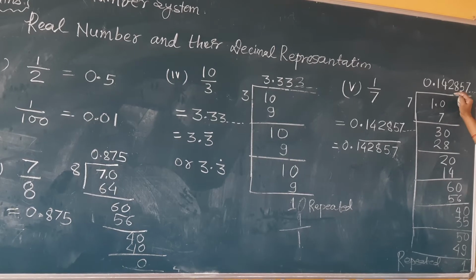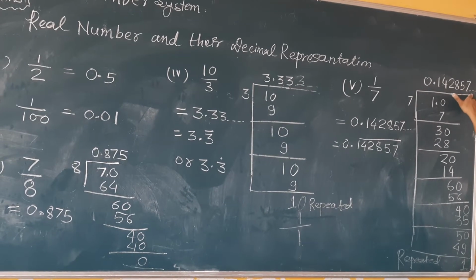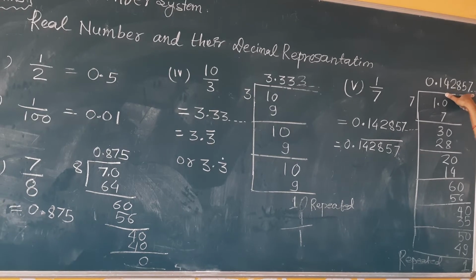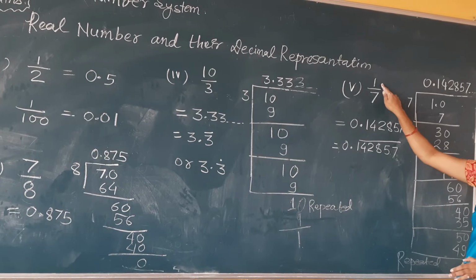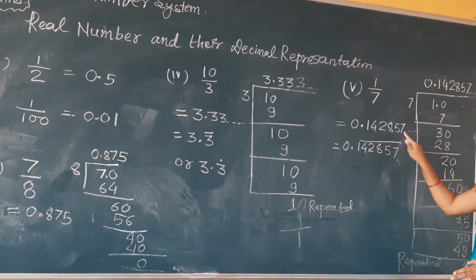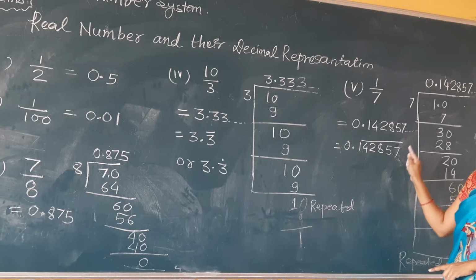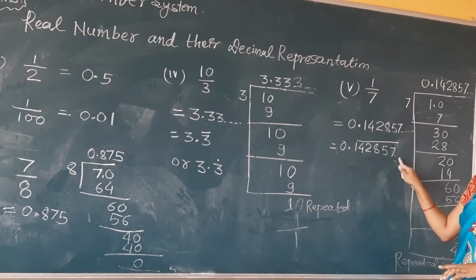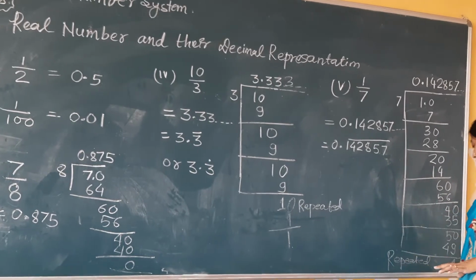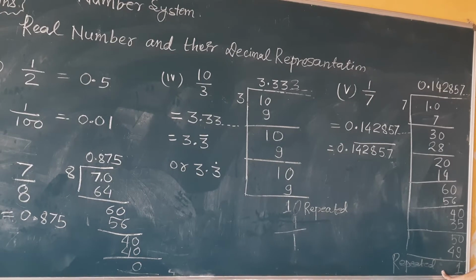So in these steps, 1, 4, 2, 8, 5, 7, all these numbers are repeated. So the decimal expansion of 1 upon 7 is non-terminating and repeating, because these numbers are repeated in division and the remainder never gets 0.